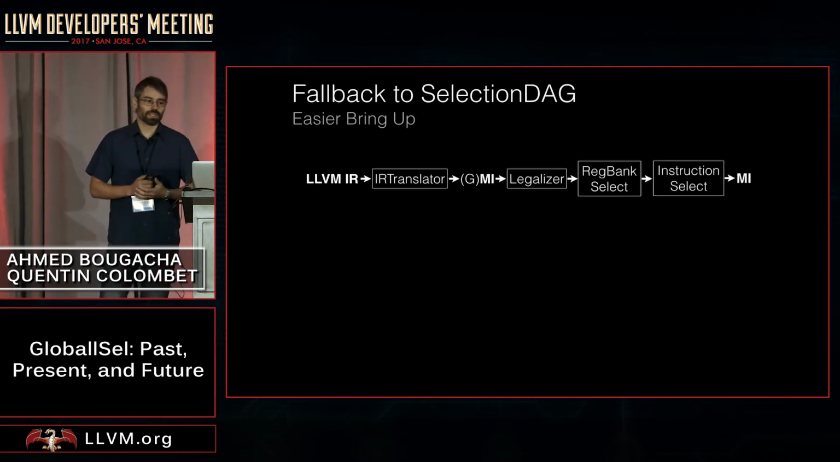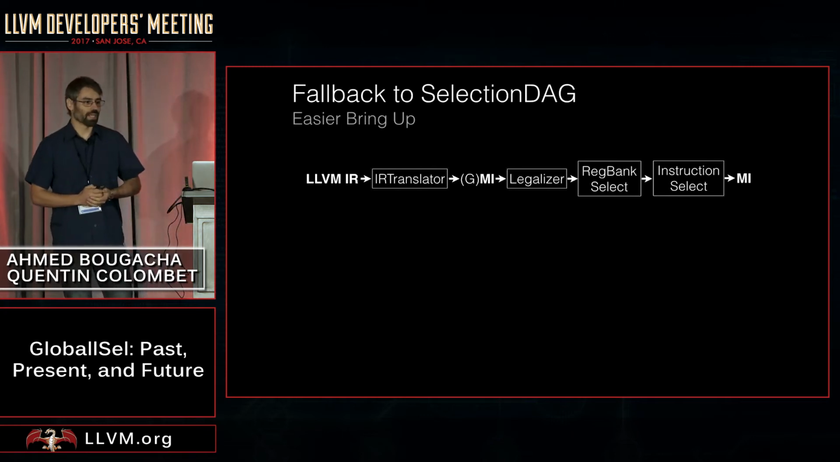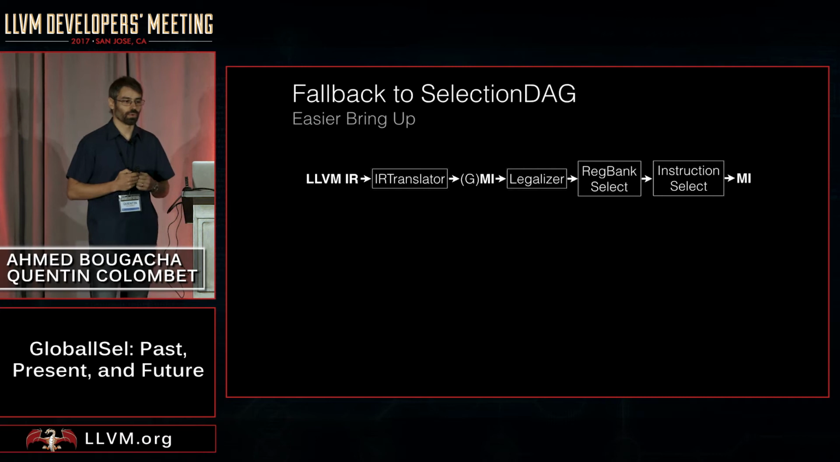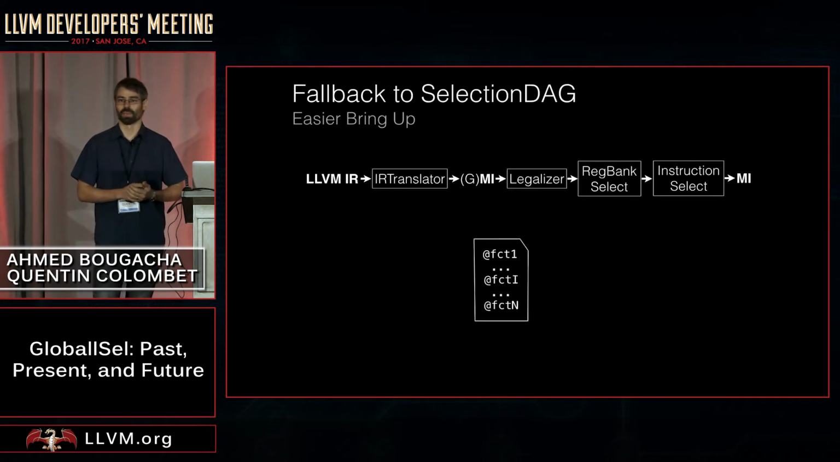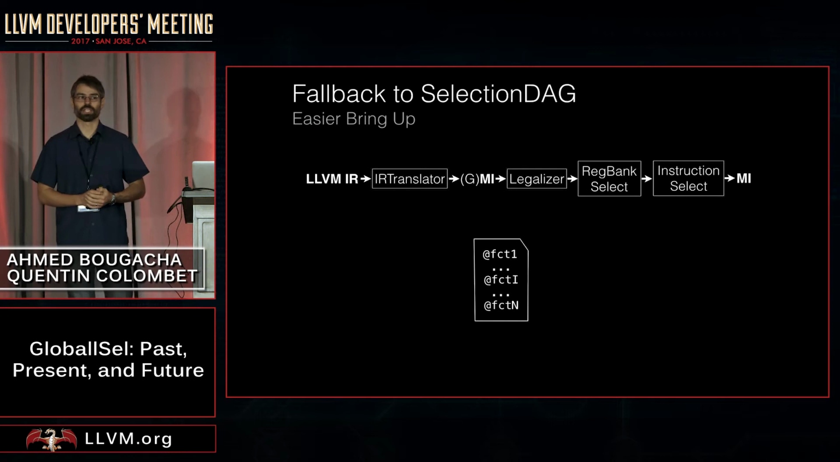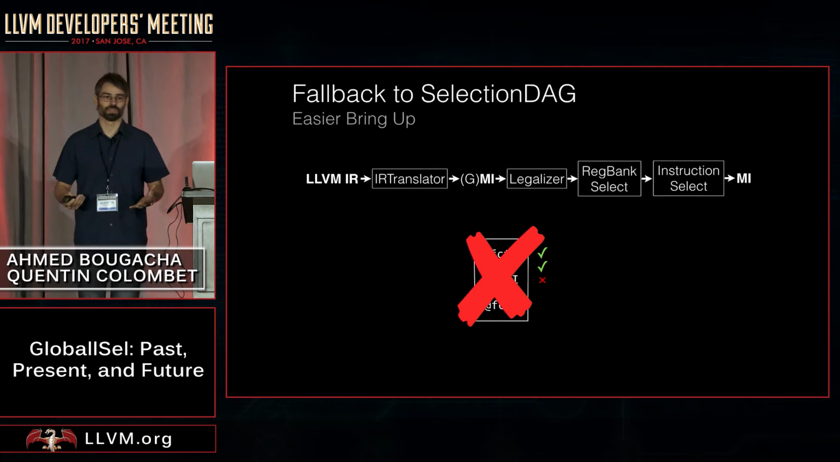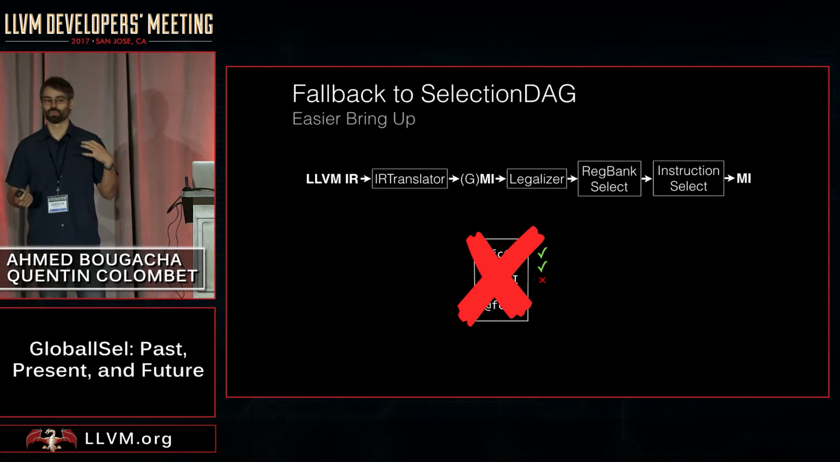Next, what we added is a fallback mechanism to SelectionDAG to make the bring-up easier. Why is that? Let me explain. Let's say you have this compilation unit with a bunch of functions. GlobalISel may be able to select the first function, and some others, but at some point, maybe it doesn't support one function and it will fail. At this point, the whole compilation unit will fail, and you cannot check that what you were already able to select is correct. That's sad, because that means that if you want to check something, you have to support everything to be able to run it.